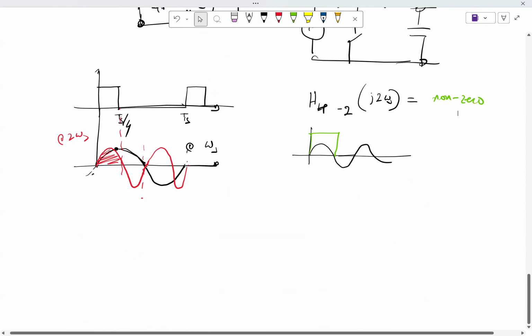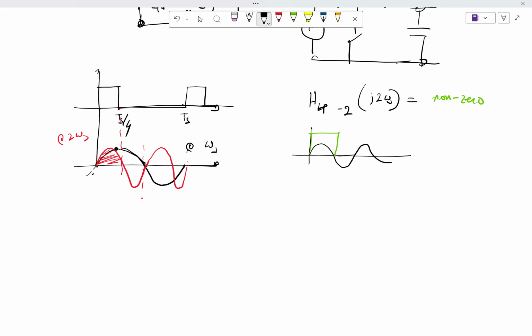If time permits later on, I'll show you some architectures where this can be modified to get an actual bandpass filter, as you're asking, so that 2 omega_s can also be filtered out. I'm not sure whether we have time or not, but if we have time, I'll show one. Any questions so far?